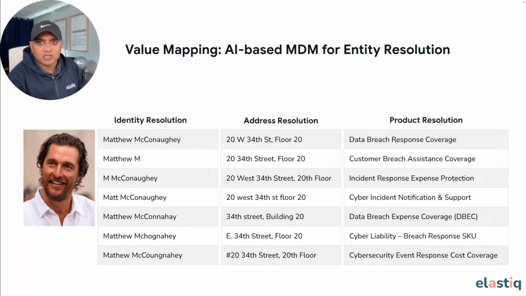The situation is similar whether you have product SKUs or something else, where different product names and product descriptions might be assigned to the same product. So, for instance, in this example, you will see that this insurance company has acquired various companies in the past and they have different plans, but they all might mean the same thing, whether it is data breach response coverage or customer breach assistance coverage or incident response expense protection, and so on and so forth. These are all different products, but they might actually mean the same thing or they might have a similar category.